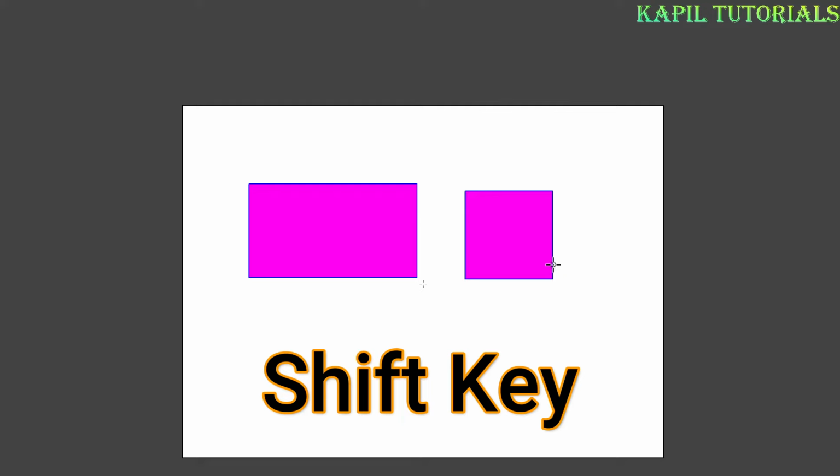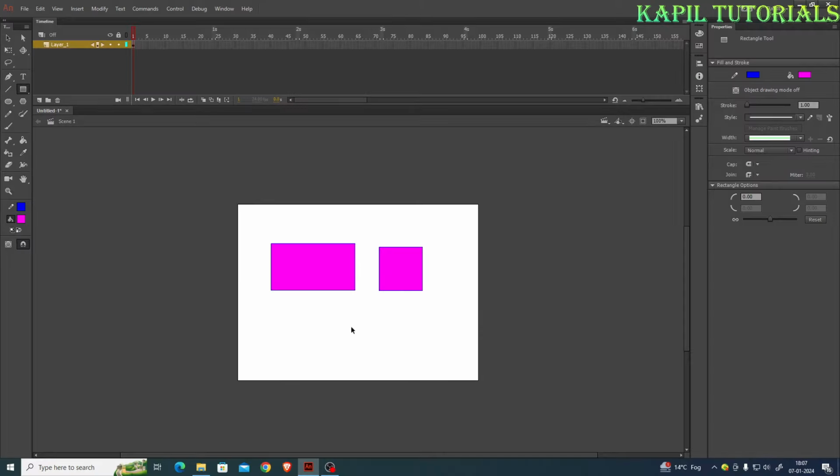Even I can make a square by pressing the shift key, and if I continuously press the shift key I can make a square. See, it's so simple, just try yourself.